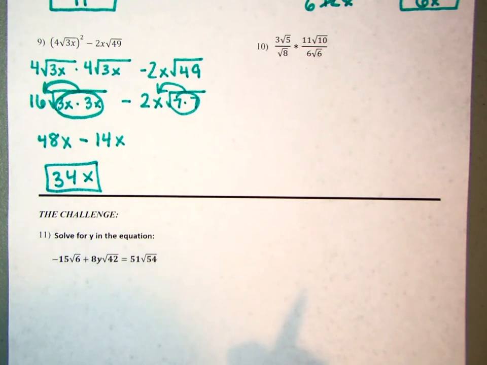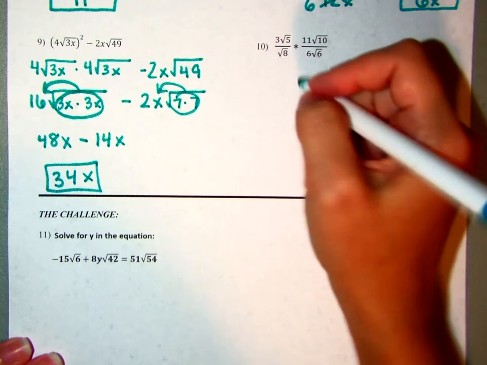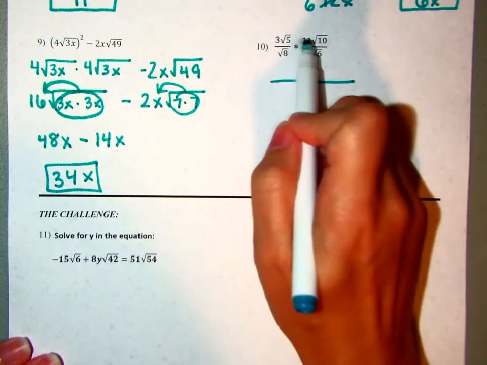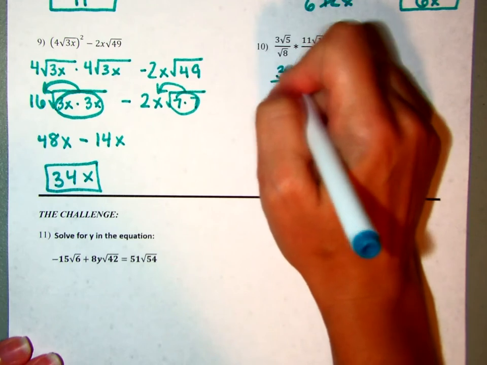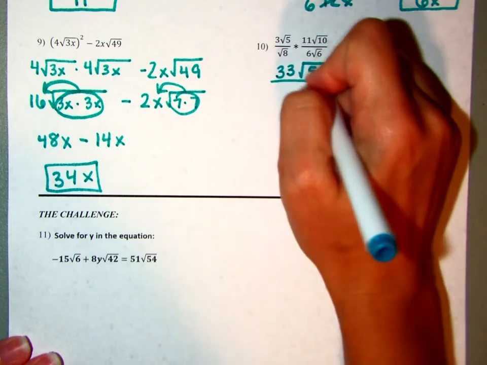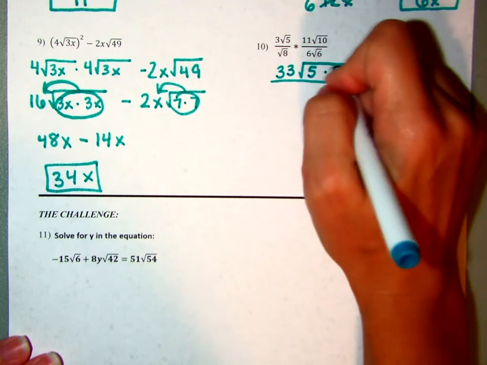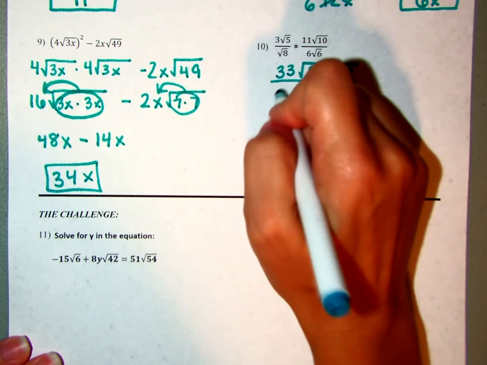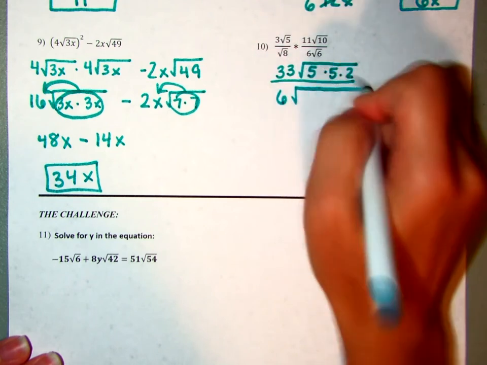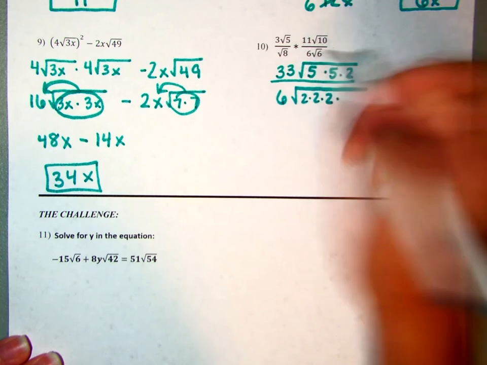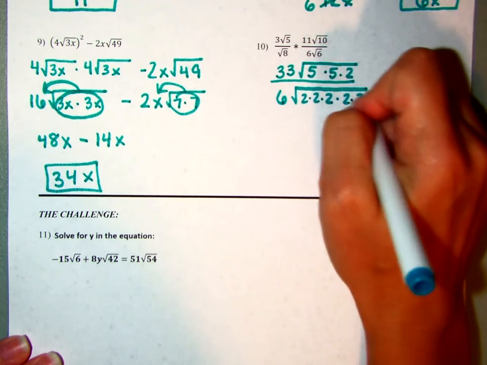On number 10, we have two different fractions we're multiplying together, so we're going to do a little bit of combining where I want to get just one numerator and one denominator. So here I have 3 times 11, which are our outside, so that's 33, square root of 5 times 10. The 5 is fine, but let's go ahead and break down that 10, which would be 5 times 2. On the denominator, we have 1 times 6 on the outside. Square root of 8 can be broken down into 2 times 2 times 2, and that's going to be multiplied by the 6 here, which can be broken down into 2 times 3.